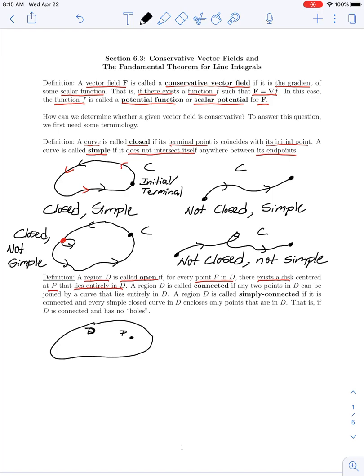Let me make my D a little more distinct here. We would be able to find a disk which is centered at that point that lies entirely in D. So another way to define an open set: it's any set which does not contain its boundary points. If I were to include the boundary as part of this region, and I choose a point P on the boundary, of course, any disk that I would include around it would include some points that lie outside of D itself. So any set which does not include the boundary itself would be considered an open set.